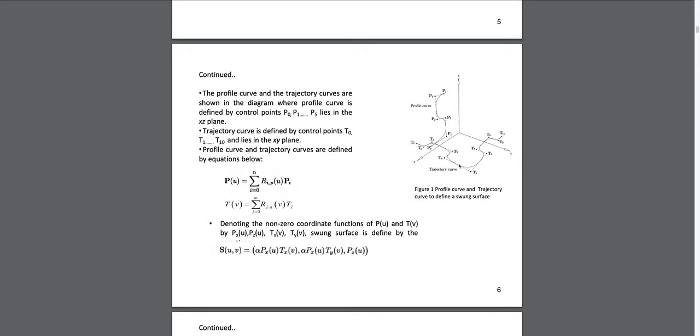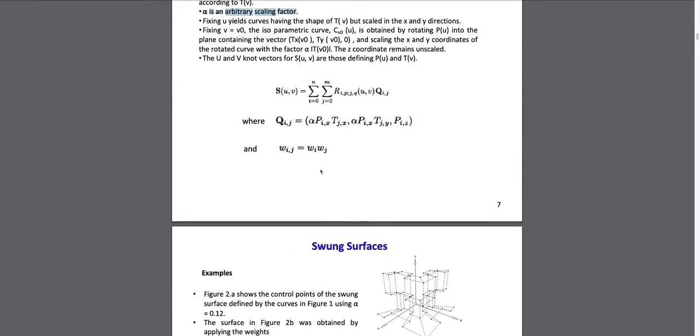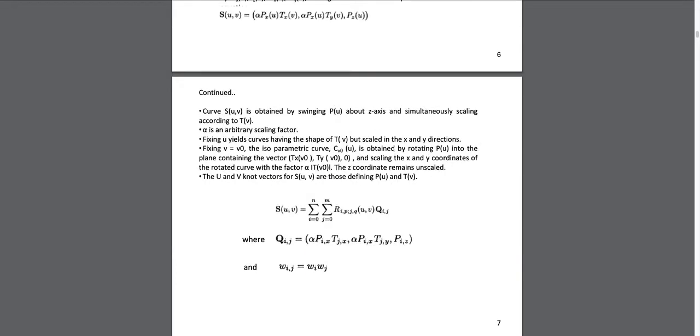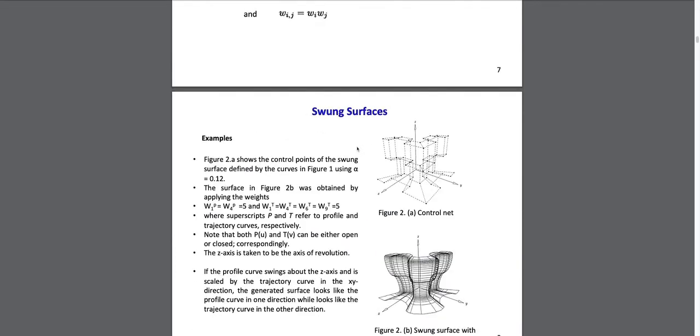By scaling the X and Y in such a way that it follows the trajectory path, we are going to rotate this profile curve exactly along the direction of the trajectory curve. These equations define the u and v knot vectors for S of u, and Q of ij are the new control points that are defined when we rotate the profile curve along the trajectory curve.